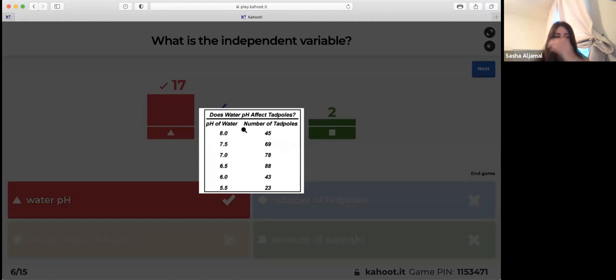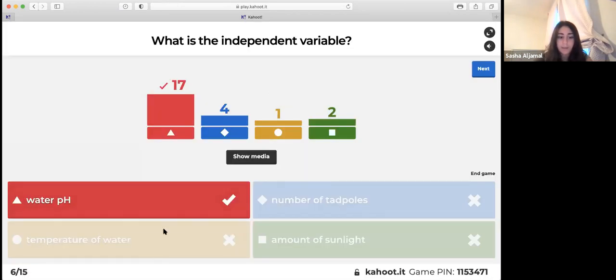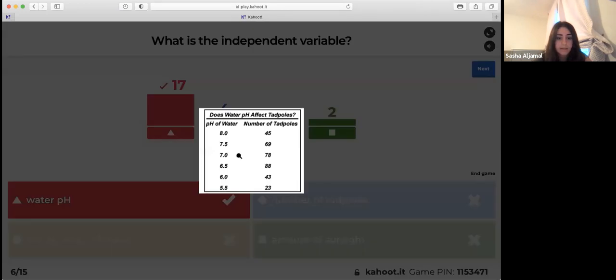Well, actually it wouldn't be the number of tadpoles because it's not on its own. It's being controlled by the pH of water, and it wouldn't be temperature of water because they don't talk about that here, and it wouldn't be the amount of sunlight because it wasn't shown. And it's water pH because the pH of the water is not affected by the tadpoles, but the tadpoles are affected by the pH of the water.